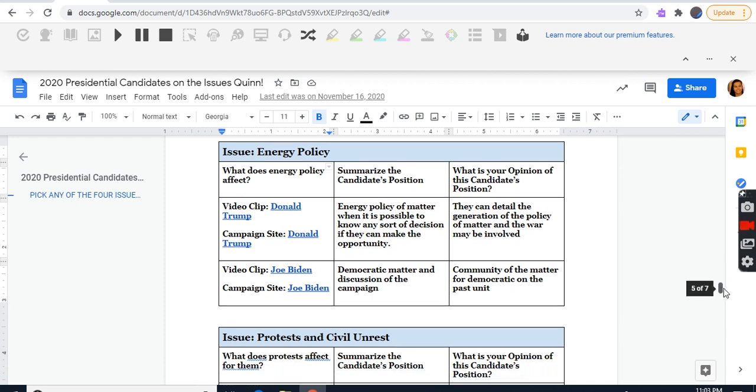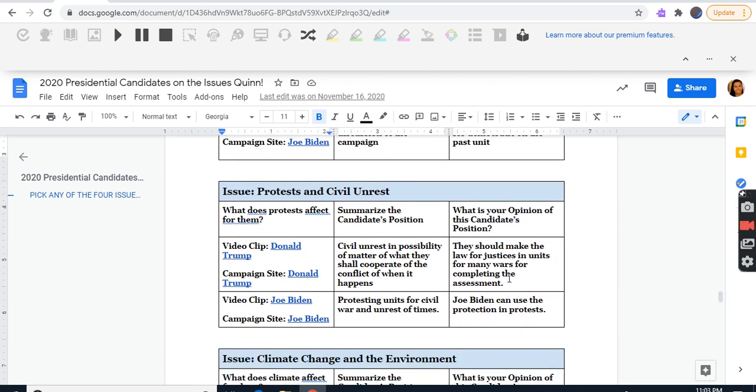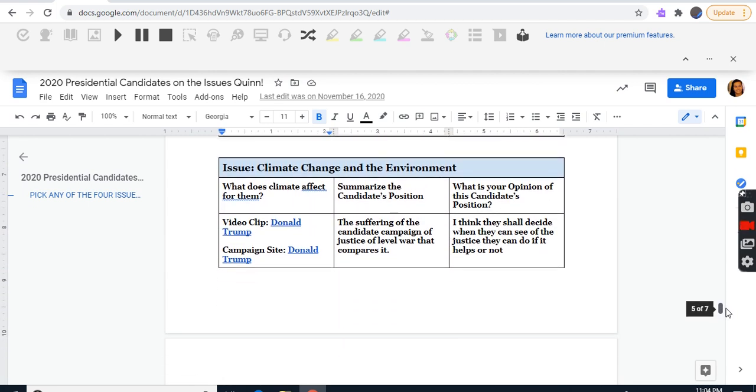Protests and civil unrest. What does protestants affect for them? You can summarize and what is your opinion? Civil unrest is possibility a matter of what they shall cooperate for the chance of conflict when it happens. Protesting units for civil war in unrest of times. They should make the wall for justices for units for many wars for completing the assessment. Joe Biden can use the protection and protests to give advices for those kind of things.